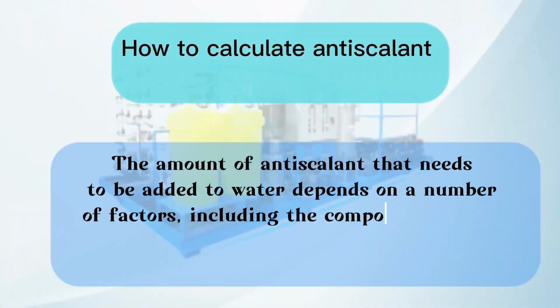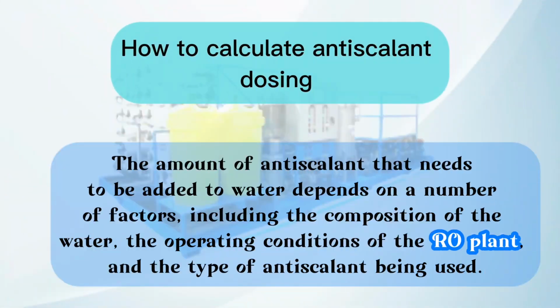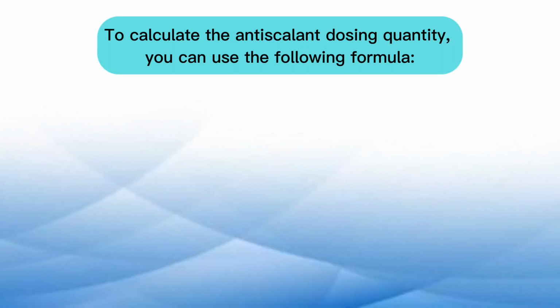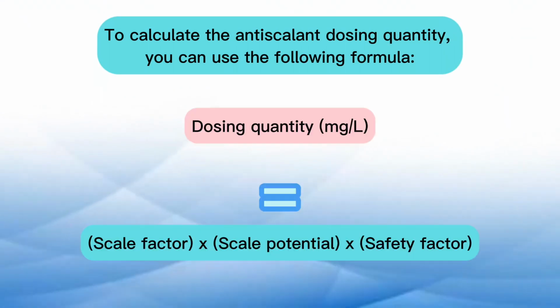How to calculate antiscalant dosing quantity. The amount of antiscalant that needs to be added to water depends on a number of factors, including the composition of the water, the operating conditions of the RO plant, and the type of antiscalant being used. To calculate the antiscalant dosing quantity, you can use the following formula. Dosing quantity, mg/L, equals scale factor x scale potential x safety factor.